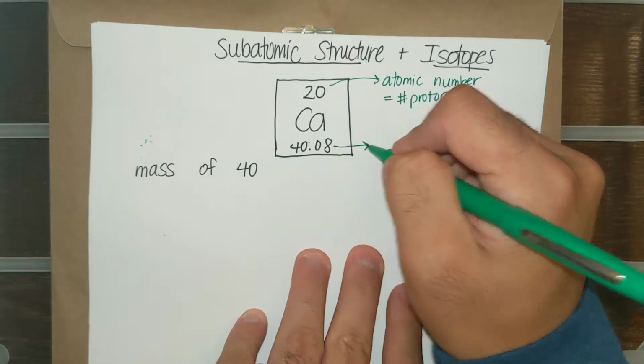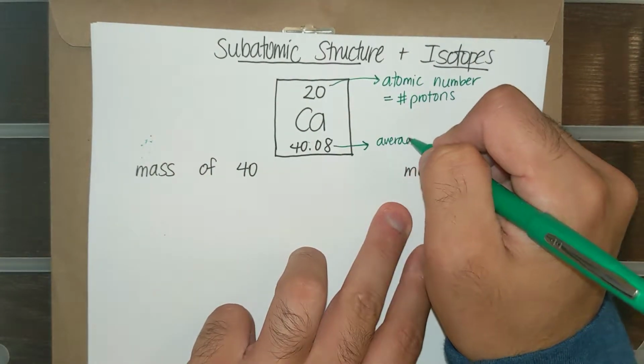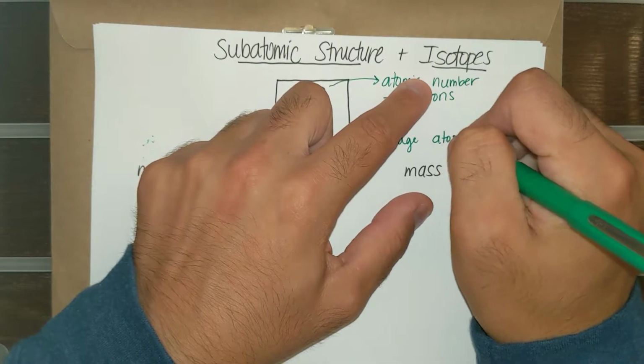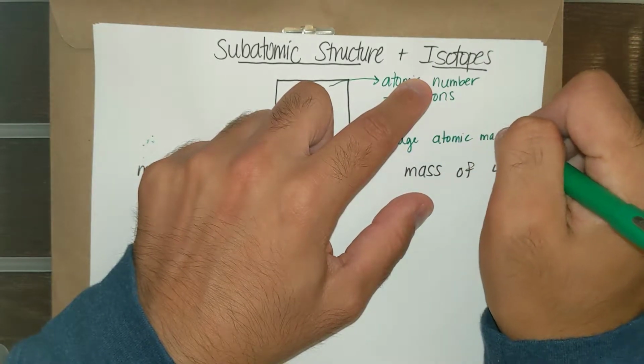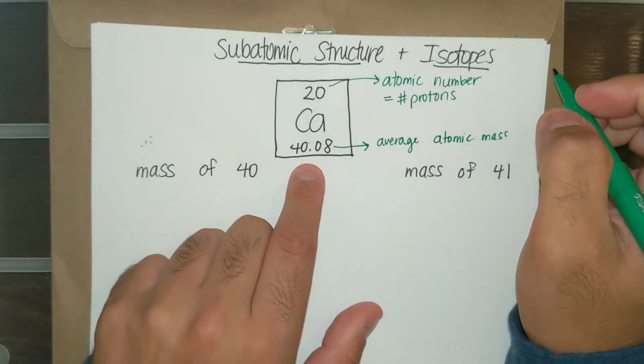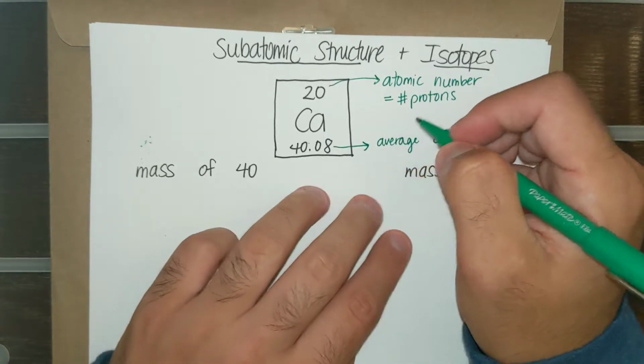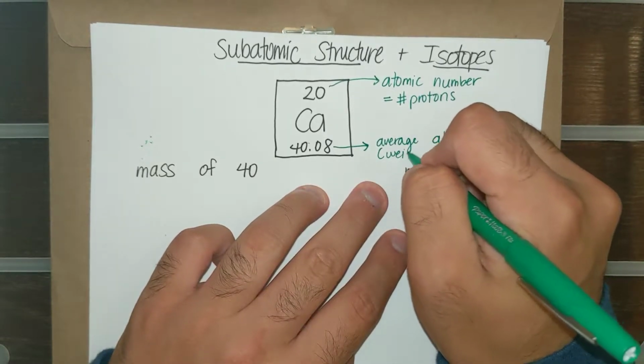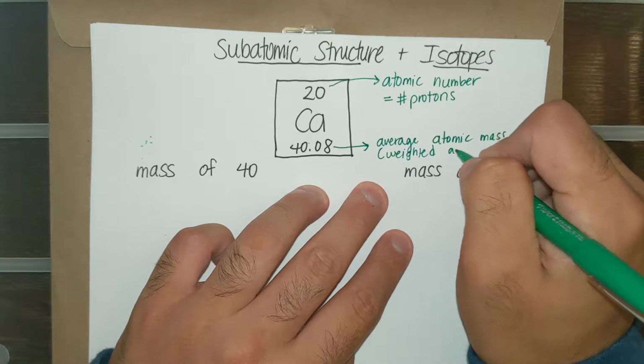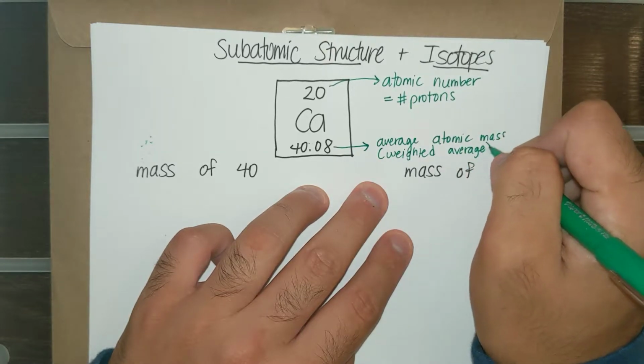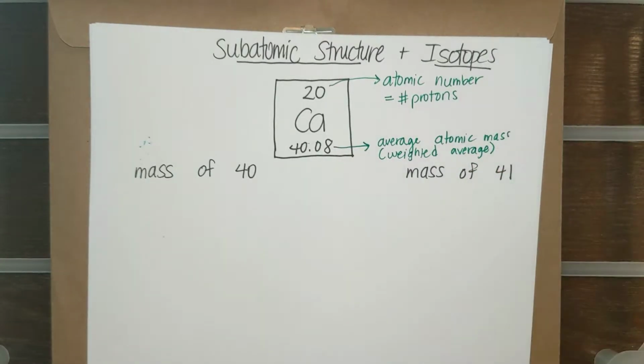This is the symbol, and this is the average atomic mass. This 40.08 is not the mass number, and it's a weighted average. So we're not really going to use this yet. We'll use this when it comes to the mass spectroscopy POGIL.